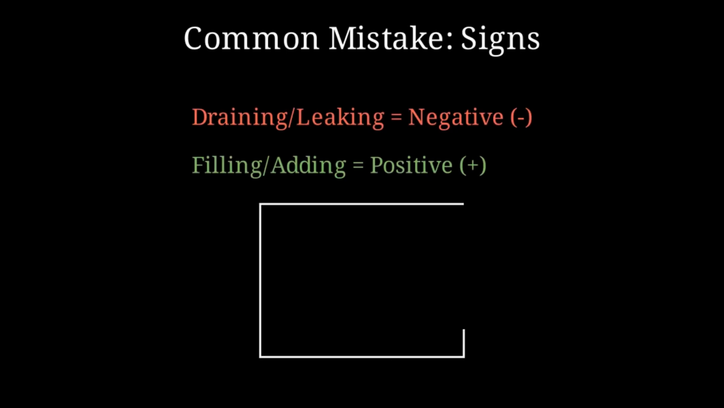Another frequent error is forgetting the sign of the rate. If water is leaving the tank, dV over dt must be negative. If you use a positive value for a draining tank, your final dh over dt will suggest the water level is rising, which is a clear sign that a sign error has occurred.